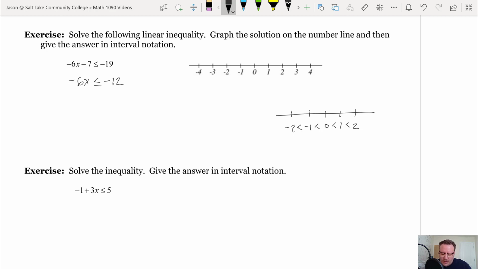Okay, but notice if I were to multiply every single value on this number line by negative 1, I would get what? Negative 2 would become positive 2, negative 1 would become positive 1, 0 would still stay 0, but 1 would become negative 1, and then 2 would become negative 2. Now notice if I leave the inequalities pointing in the direction that they're pointing in, I get something that's false. Negative 1 is not less than negative 2, and 2 is not less than 1.